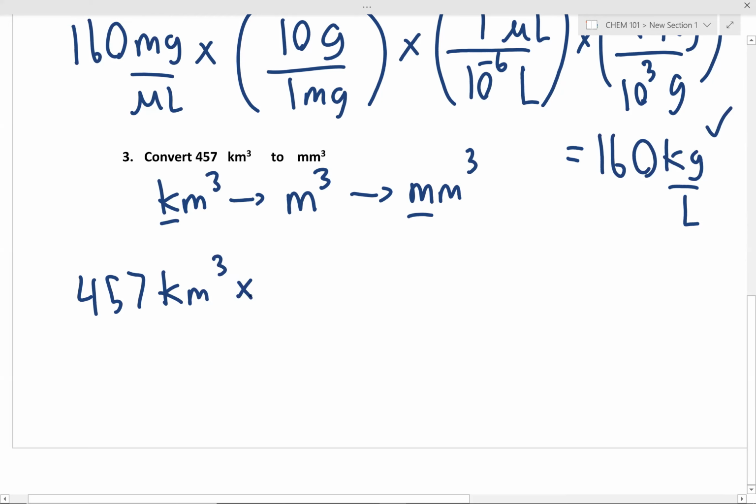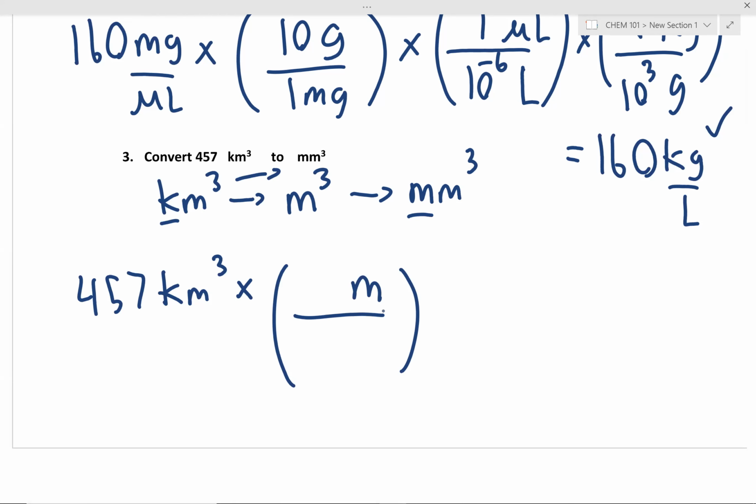Now, before we worry about this cube, let's just think for a moment. We're starting off in kilometers. What units are we trying to get to first? Meters, right? So what units need to be on top? Meters. And what units do we want to cancel? Where are we going from? Kilometers. So what needs to be on the bottom? Kilometers. Now we know that in 1 kilometer, there are how many meters?